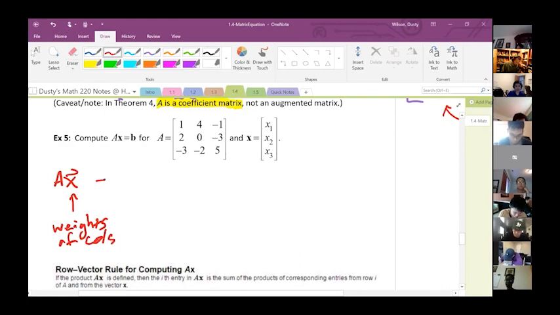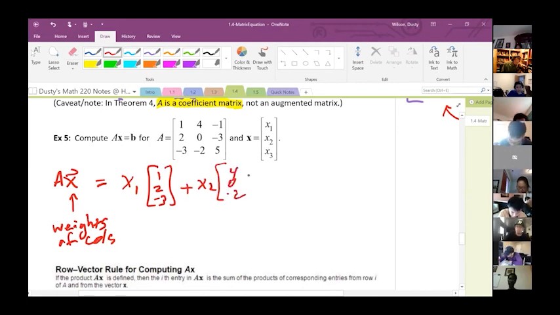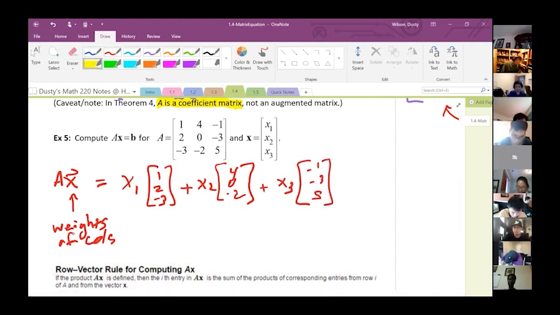So we could write this as X1 times (1, 2, -3) plus X2 times (4, 0, -2) plus X3 times (-1, -3, 5). Here are those weights, X1, X2, X3, showing up, and they're the weights of the columns of A. Here are those 3 columns, and we're weighting the columns like that.